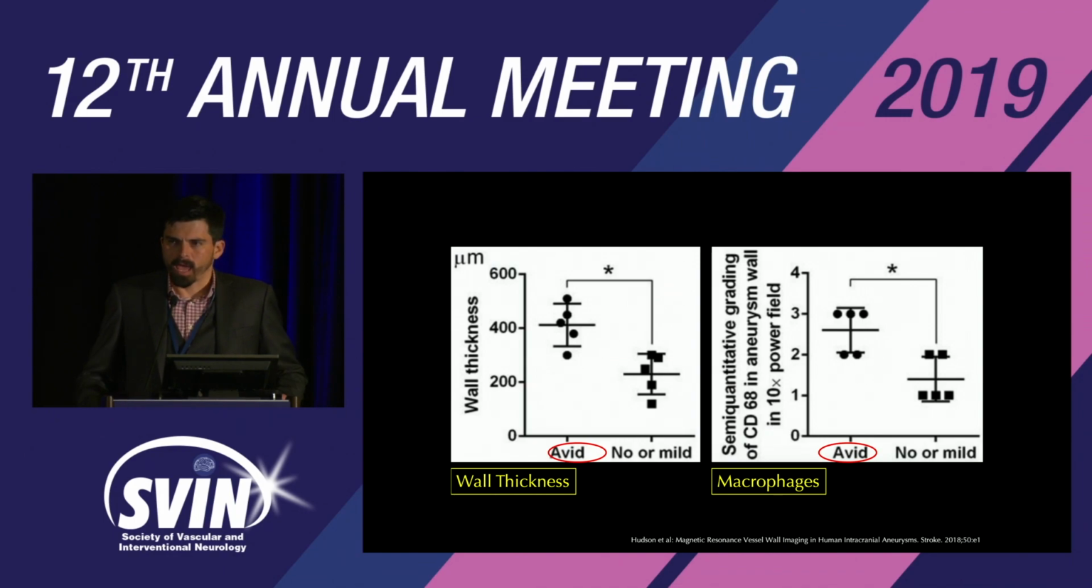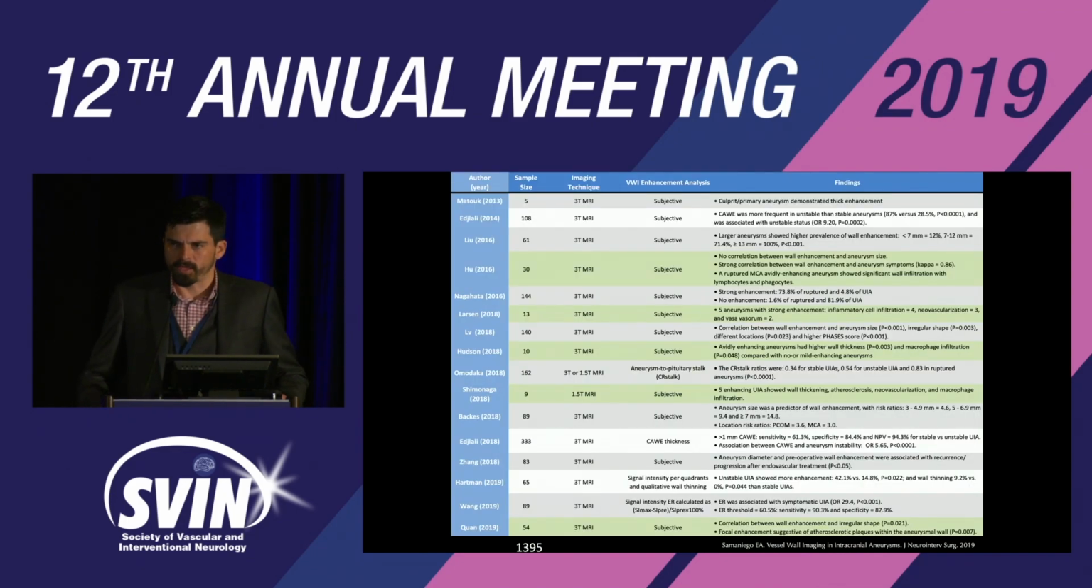Also, we found that the aneurysms that enhance seem to have a thicker wall, which is counterintuitive because you might think that the aneurysms that enhance, and are more likely to rupture, might have a thinner wall. So these are complex questions. And we and other groups have found similar things. This is a summary of all the studies that have been published about this subject.